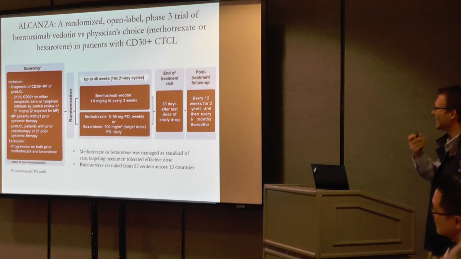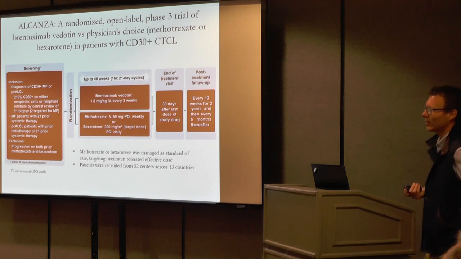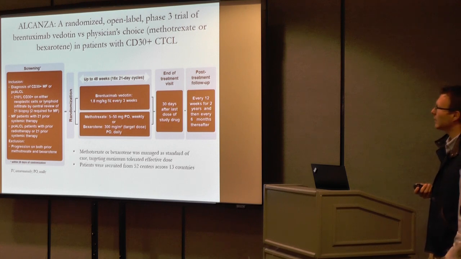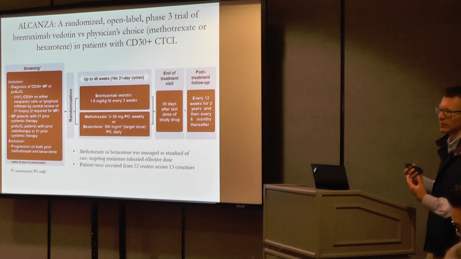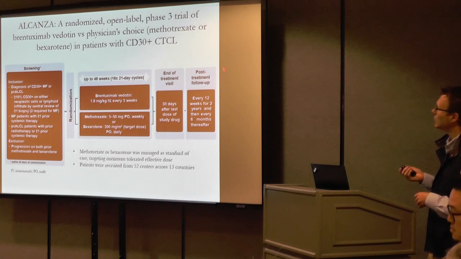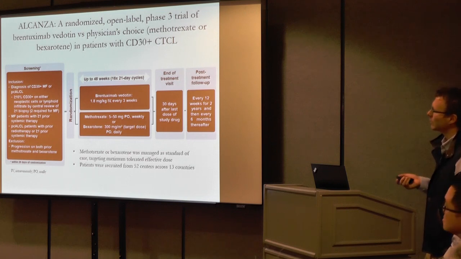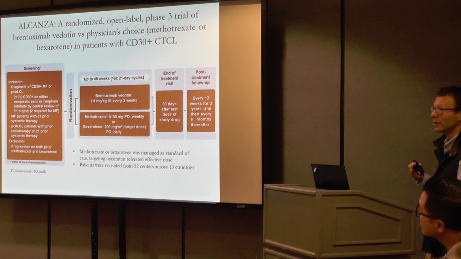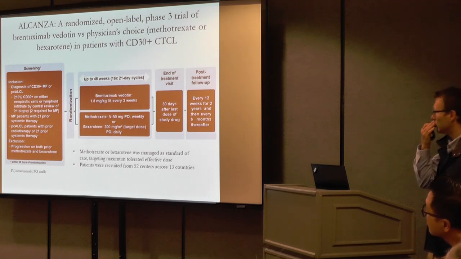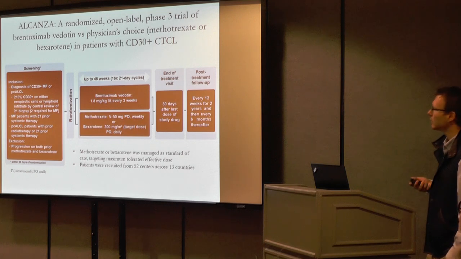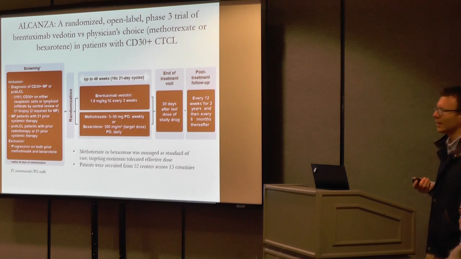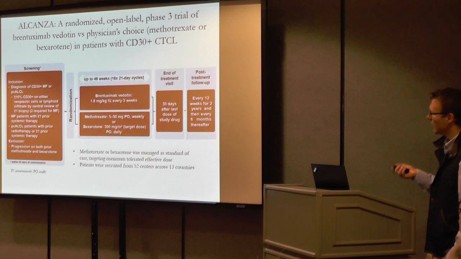This is the ALCANZA study that was looking at a drug called brentuximab vedotin, which targets a marker called CD30 that's on some mycosis fungoides, in comparison to methotrexate or tarcaretin. So it was up to the provider to choose whether they want to use methotrexate or tarcaretin. They're randomized to either one of those arms. These are the inclusion criteria. Basically, it's CD30 positive mycosis fungoides, which in the trial was required to have more than 10% expression of CD30. And then there are other variants that are uniformly CD30 positive, like the anaplastic large cell lymphomas. And it just randomized to one of these two arms.